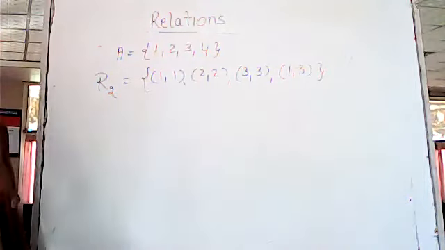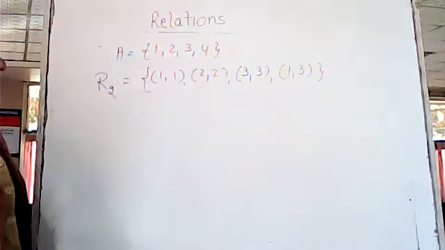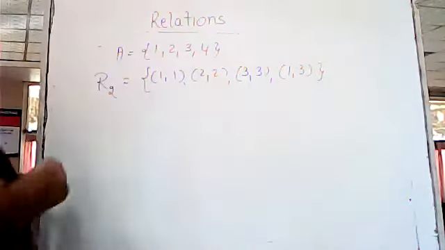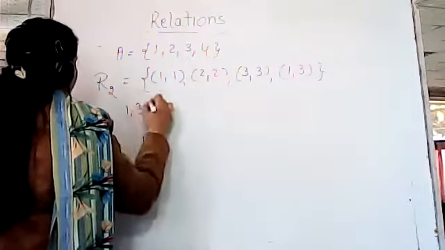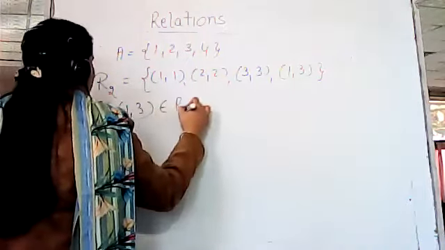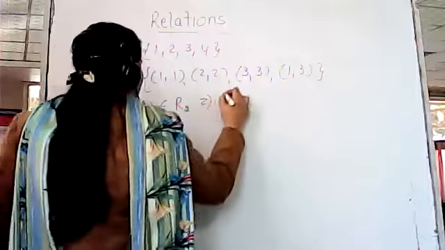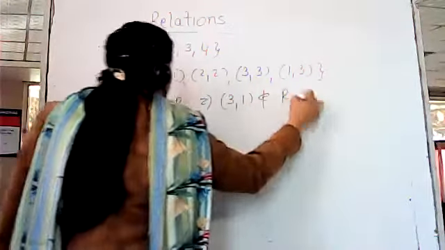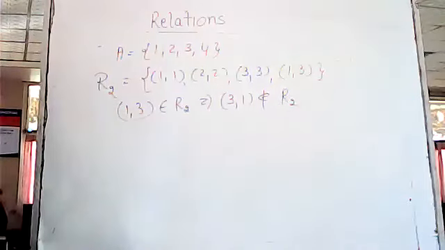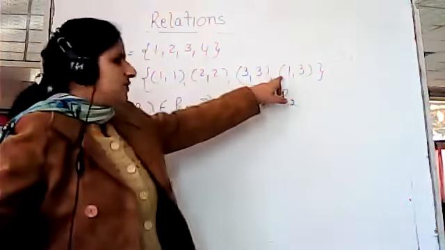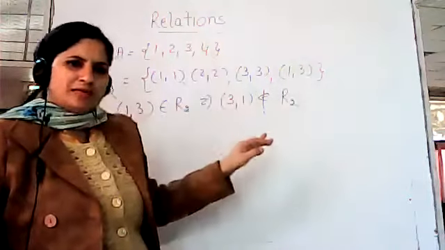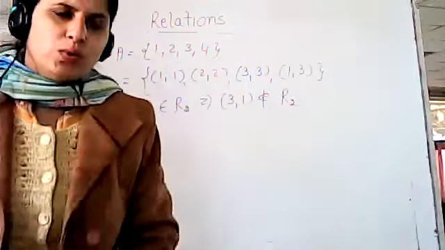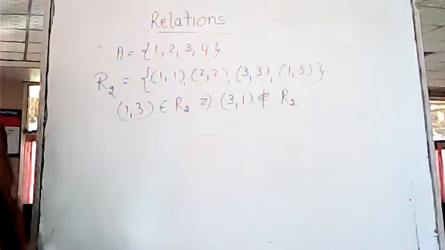No, ma'am. Okay. Why is R2 not symmetric? (1,3) is there, but (3,1) is not present. Very good. (1,3) is taken from the relation R2. The inverse of (1,3) is (3,1), but this is not available in the given relation. So the inverse of this ordered pair is not present in the given relation. It means the relation R2 is not a symmetric relation.